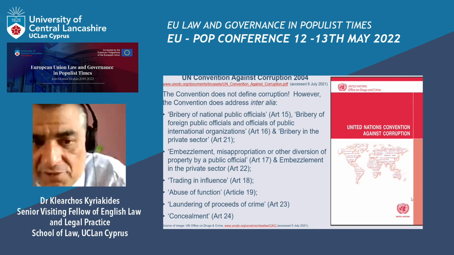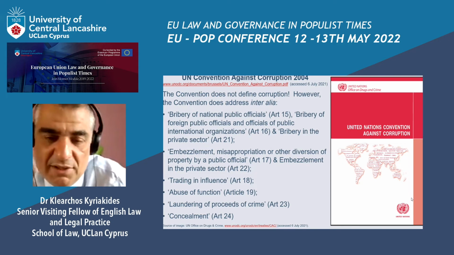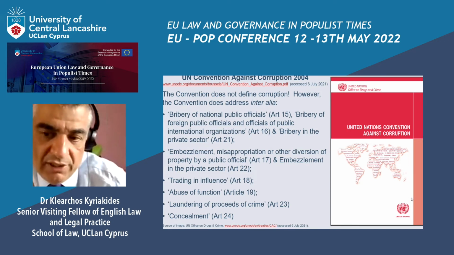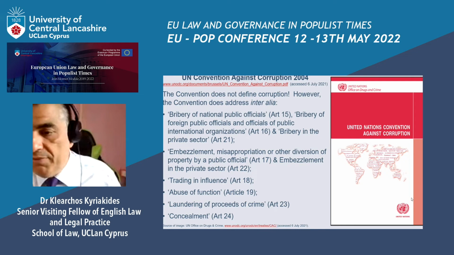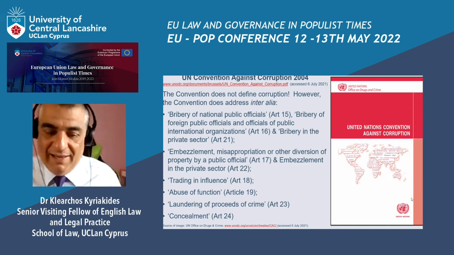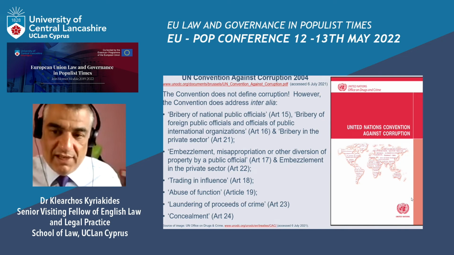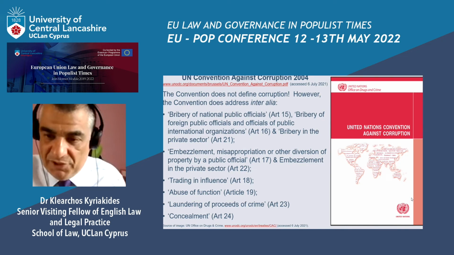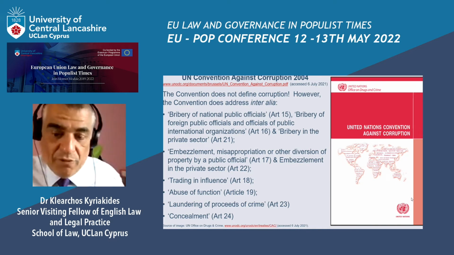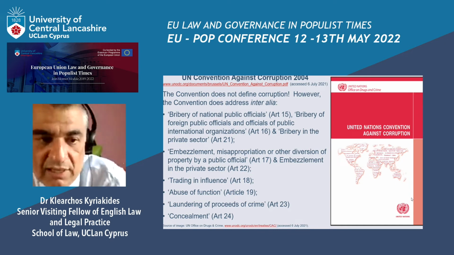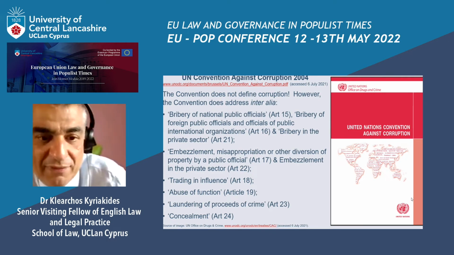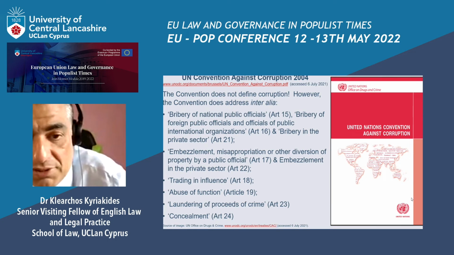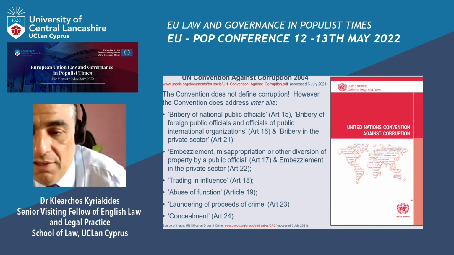Then we have in Article 18 the interesting concept of trading in influence. This is a more subtle form of corruption where the system of patronage is abused for corrupt purposes, and therefore somebody is potentially buying or selling positions in the public sector or offices in the private sector through improper means. Abuse of function, which is a variation of the concept of abuse of power, is also dealt with in the UN Convention, and the laundering of the proceeds of crime and the concealment of the proceeds of crime are also built into the convention.